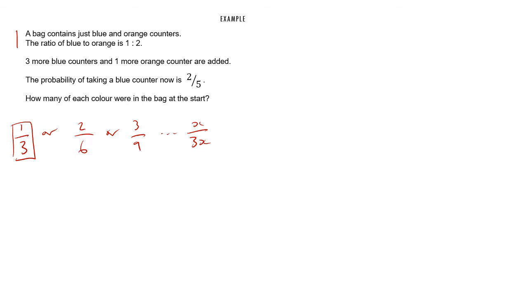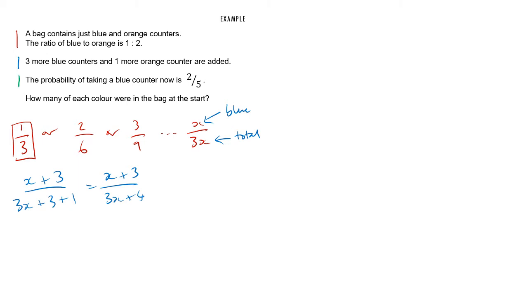Now we're then told that 3 more blue counters and 1 more orange counter are added. So in our fraction here, the numerator is standing for the number of blue counters, and 3x is the total number of counters here. So if we're adding 3 more blue counters, we're going to have x plus 3 on top. The total, which was 3x, we're adding 3 more blue and 1 more orange. And then we can tidy this up. And we're told that the probability now of taking a blue counter is 2/5. So this is equal to 2/5.